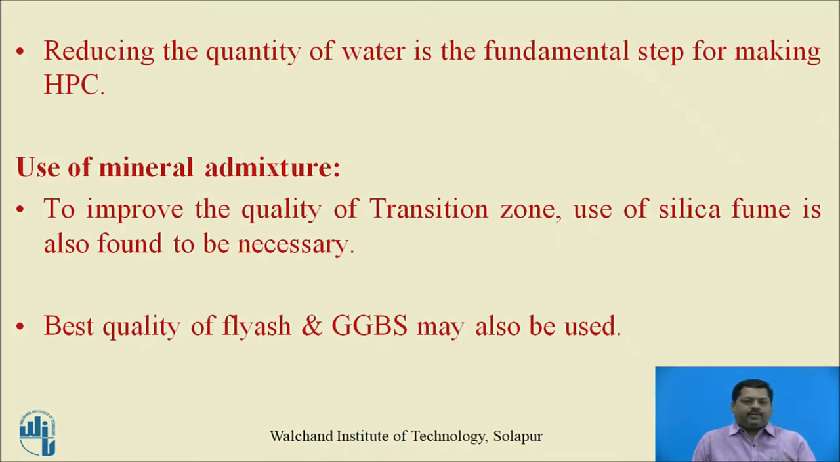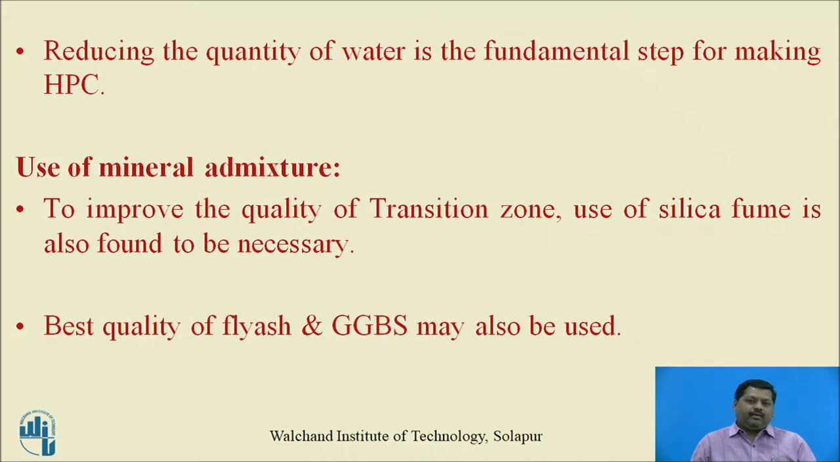Next thing is use of mineral admixture is necessary in case of high performance concrete. So, why it is required? It is required to improve the quality of transition zone. So for that purpose, use of silica fume, which is one more mineral admixture, is to be used and it is necessary. Transition zone means the zone between aggregate and cement paste, which is nothing but the bond also.